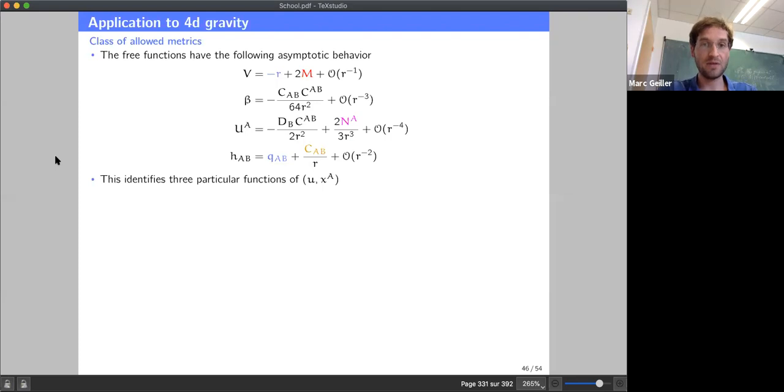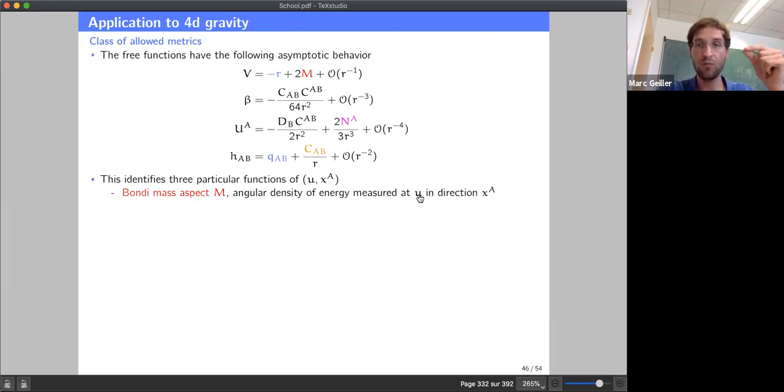So what is the meaning of this? This, in particular, identifies 3 functions of retarded time u and the angular coordinate x^A. One of them we already had in 3D: the Bondi mass aspect. You can think of this as the angular density of energy measured at a point u on scri, looking in the direction x^A on the celestial sphere. So this is a quantity which we already had in 3 dimensions, right? We had this field M.